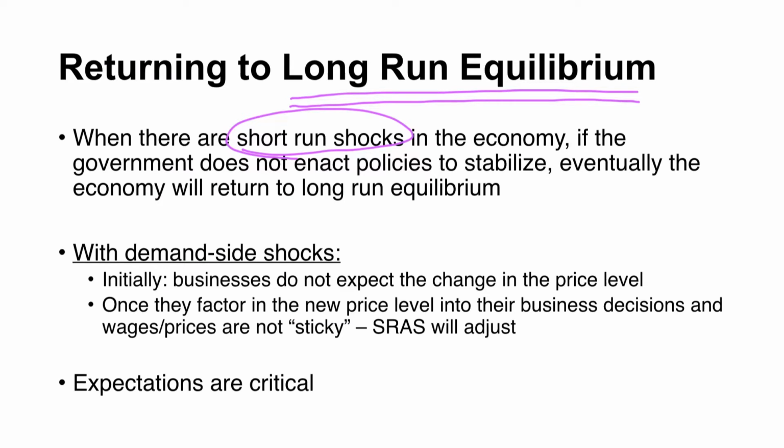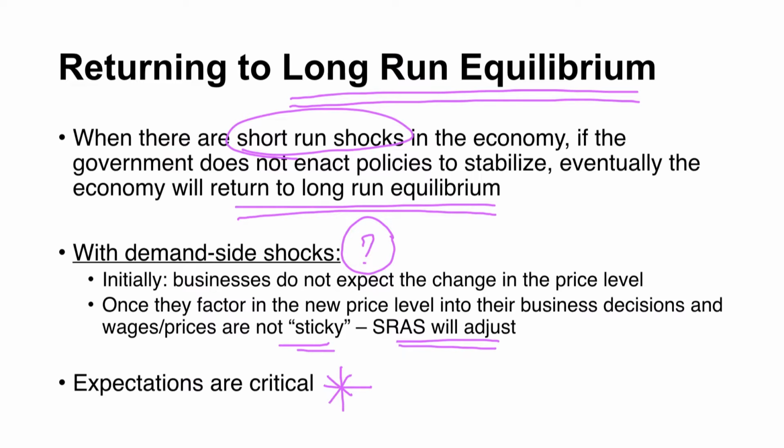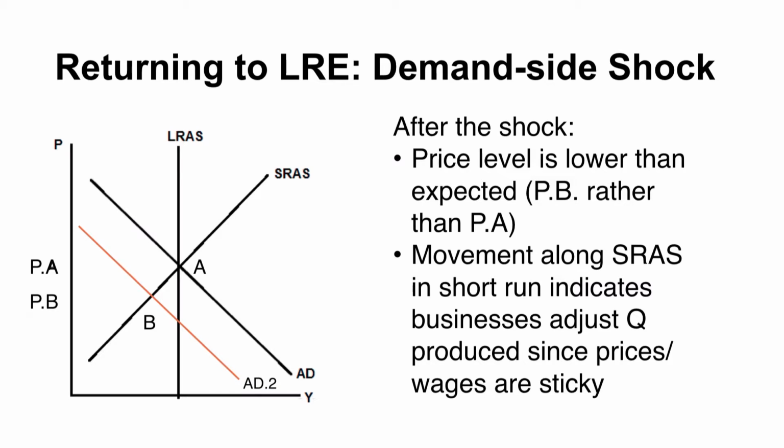So when there are short-run shocks, if the government does not enact policies to stabilize, eventually we're going to return back to the long-run equilibrium. What happens on the demand side? Well, initially, businesses do not expect the change in the price level. Once they factor in the new price level into their business decisions and wages and prices are not sticky, the short-run aggregate supply curve will adjust. So what we see here is that the expectations of the price level and expectations of inflation are a critical component in our economy to get us back to the long-run equilibrium. So let's take a look.